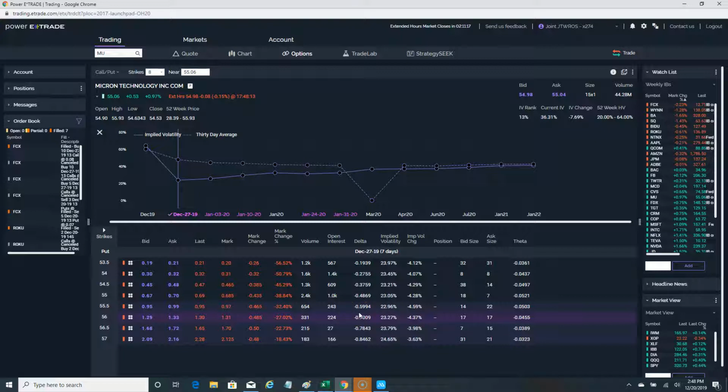The second way to interpret the delta is that statistically there is a 59% chance that this Macron option will be worth $55.5 by the expiration on this date. So by December 27, there is a 59% chance that this option will be in the money. That's the other way to interpret delta.